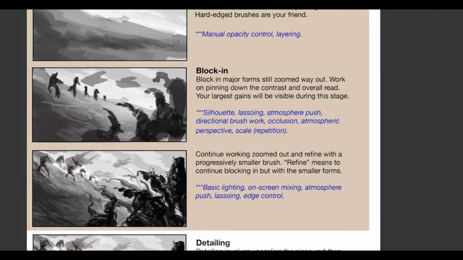Now still working small, not zooming in. Shrink your brush size down and just continue blocking in your values on each form with a 1, 2, 3 read. So that's just basic lighting. I used on-screen mixing. Edge control was a major focus for this one too. I really wanted the tendrils to read, so I made sure that I used a strong brush that's hard-edged to make each form stand out.